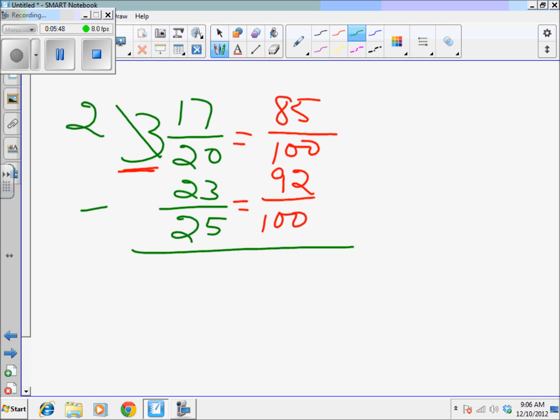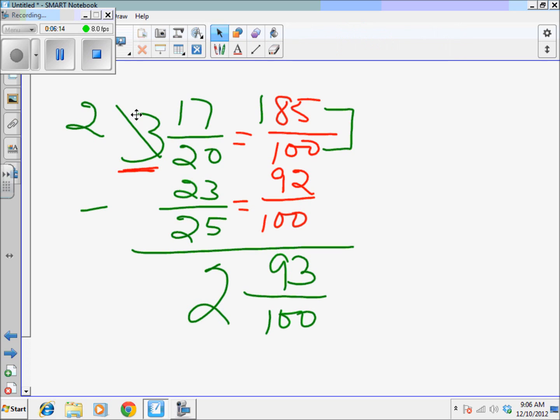To do this, what I simply do, and what John did in the shortcut version, is add 100 plus 85, and that gives me 185. And then I do my subtraction. 185 minus 92 is what, John? 93. 93 over 100. 2 minus 0 is 2. So the difference in miles between Mount McKinley and Spruce Knob is 2 and 93 hundredths, correct? Any questions on that? All right?